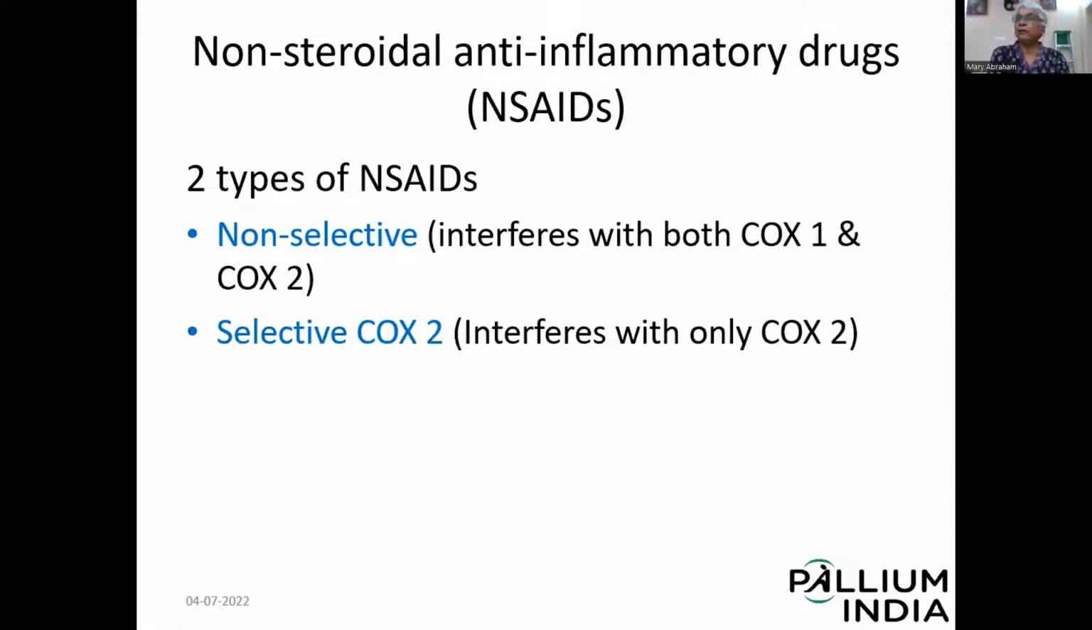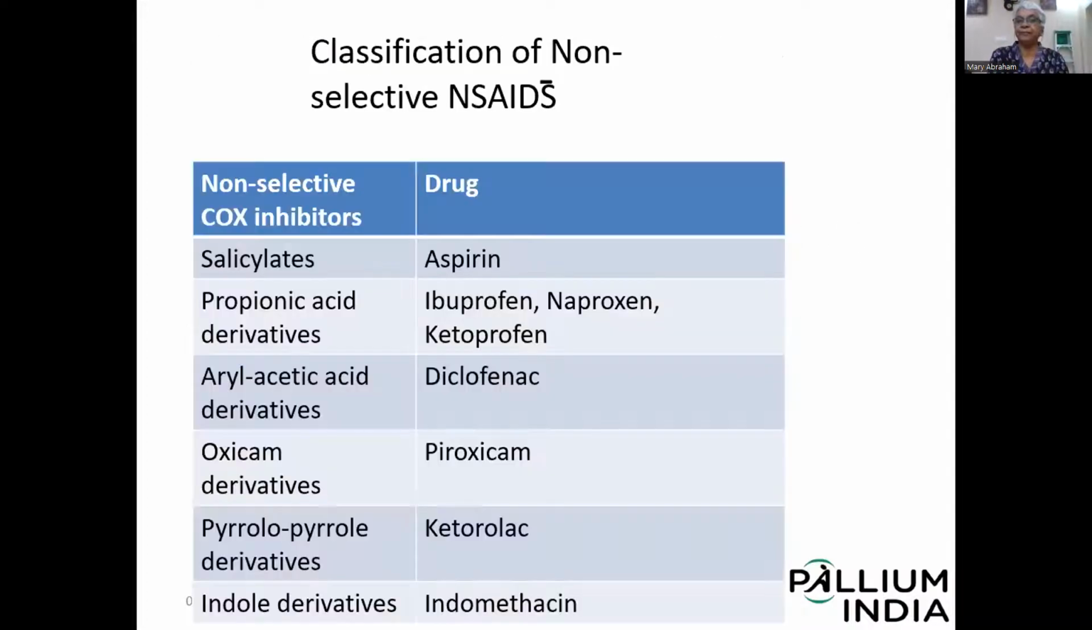So the NSAIDs are of two types. The non-selective NSAIDs are those which interfere with both COX-1 and COX-2. They inhibit both. Whereas selective COX-2 inhibitors inhibit only the COX-2 enzyme, and they do not affect COX-1. That means it is allowing the normal body functions to be maintained. The housekeeping functions are being maintained.